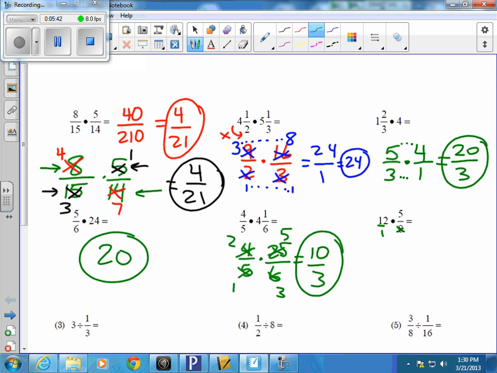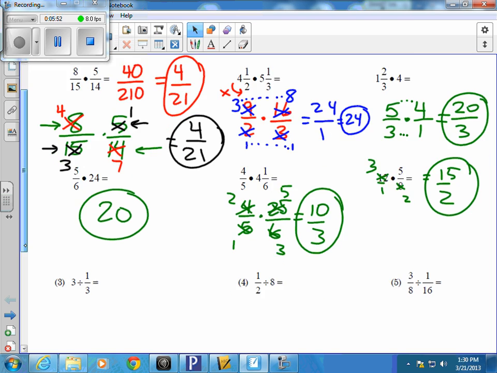the 12 and the 8 by dividing by 4, and you should have gotten 15 halves for that. The next part is division.